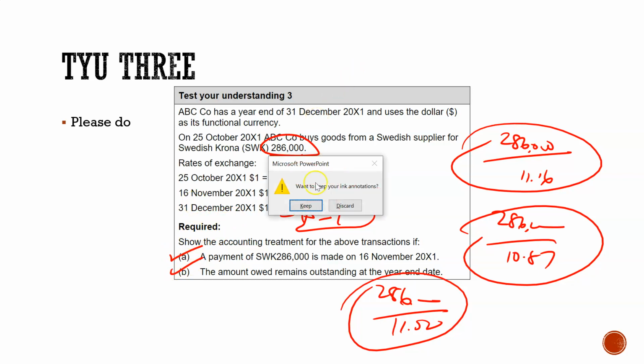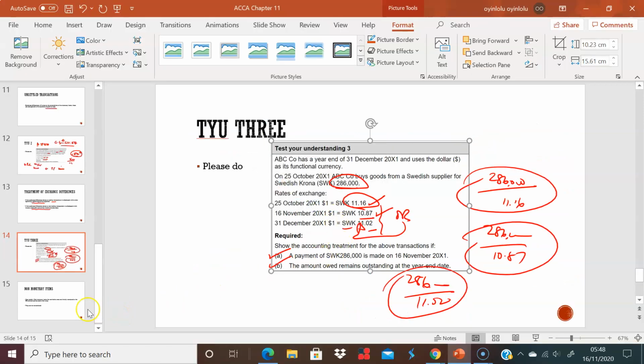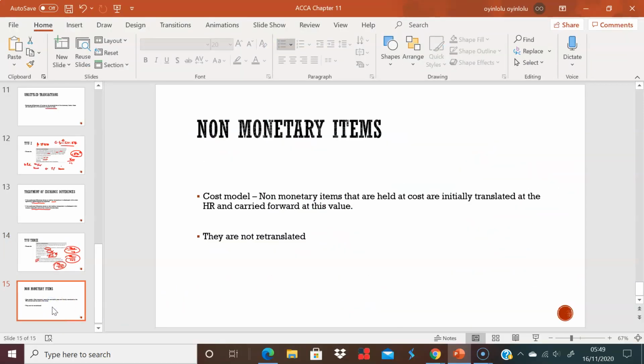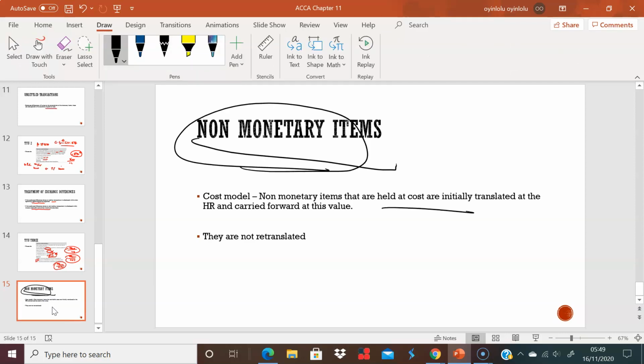Okay, let's now see what happens here. My last page says, yes, non-monetary items. We do not translate them, we hold them at cost and carry them forward. Awesome. And that's really the story of foreign exchange at this level. Okay.